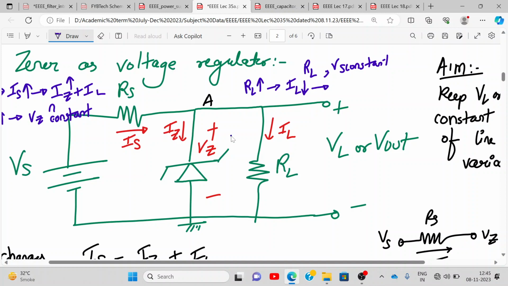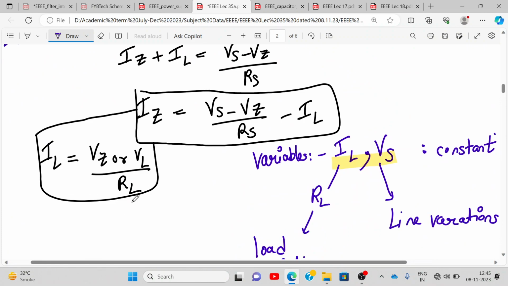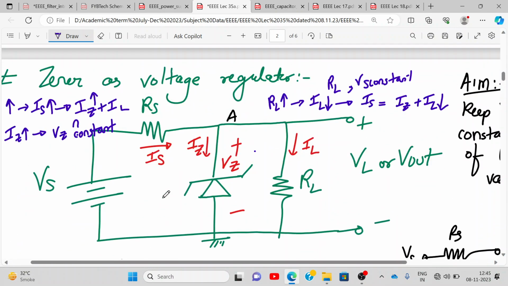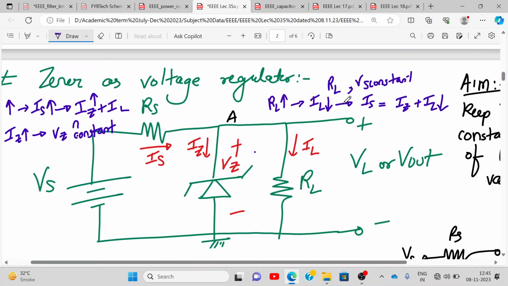What will it do now? What is Is given by? So IL is कौन हो रहा है? Is constant होना चाहिए ना? Is, because Vz is constant. See, Is is Vz upon RL, right? RL अभी क्या हो रहा है? Is, where is Is over here? Here. Is is Vs minus Vz upon Rs. अभी हम लोग क्या assume कर रहे हैं? Vs is constant, Vz is constant. So can you say Is will be constant? Yes.